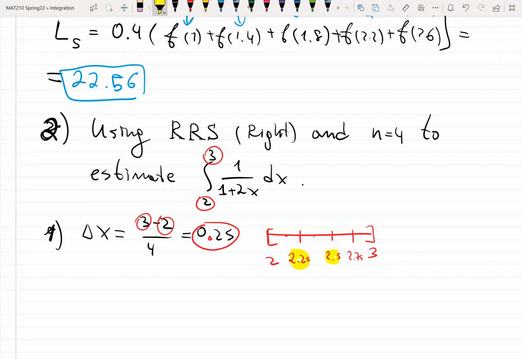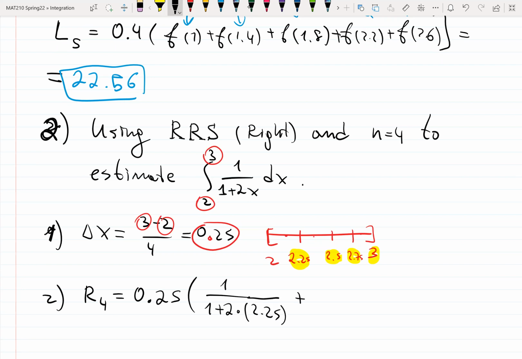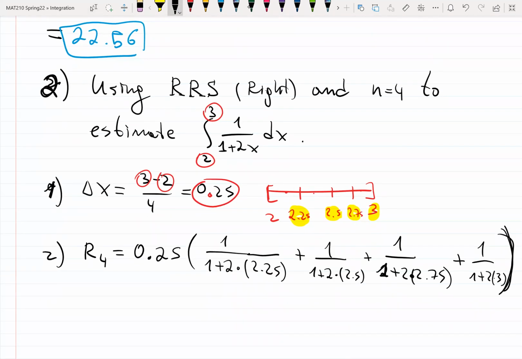Write Riemann sums, skipping the first one and going to the last. So step 2, let's start building the thing. Write the sum, factor out 0.25 and then plug into your function. So let me write it down: 1 over 1 plus 2 times 2.25, plug into the function, okay? 1 over 1 plus 2 times 2.5. 1 over 1 plus 2 times 2.75. And finally, 1 over 1 plus 2 times 3. Calculate that, whatever it is.